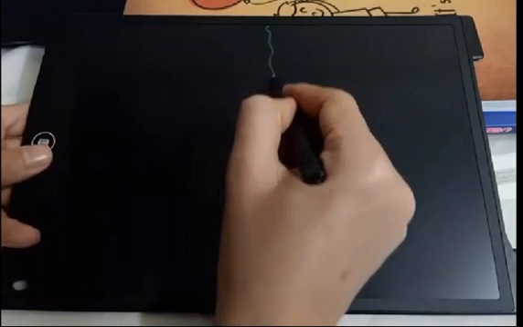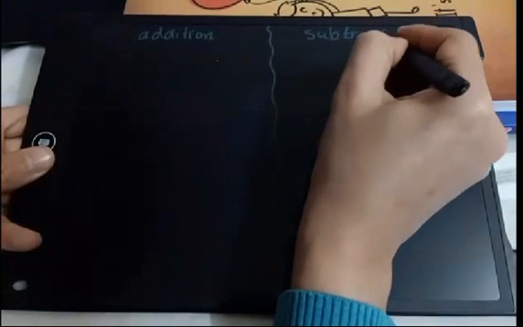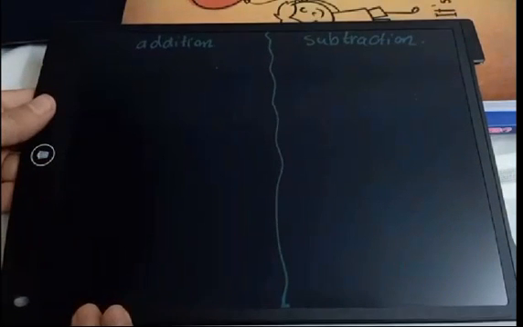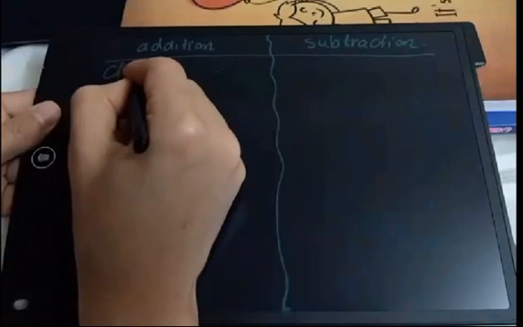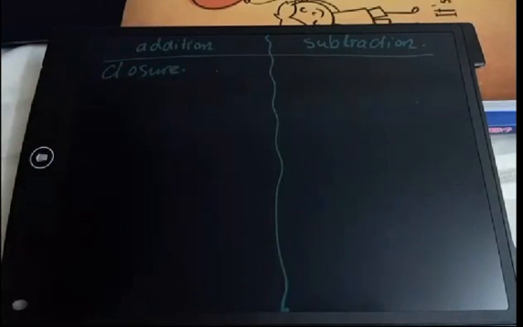Thank you. The properties of the addition operation on the natural numbers. I will put here addition and here subtraction. Okay. The first property that we took in the class was closure. Who can say to me what is the meaning of closure? Anyone remember? Yes, okay, you can say. Yes, Ibrahim.